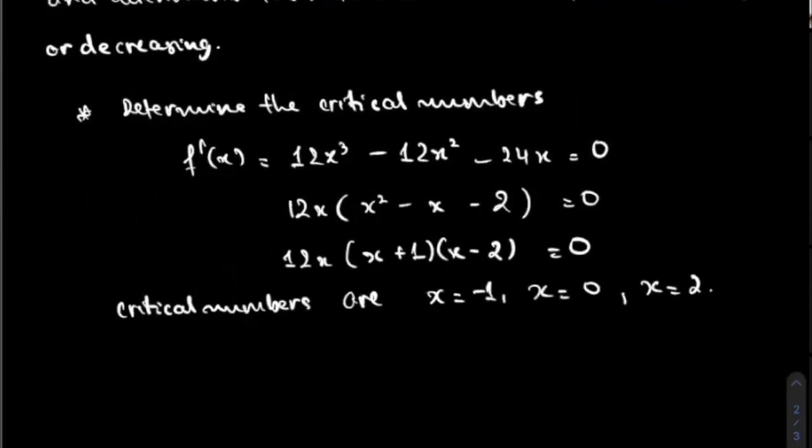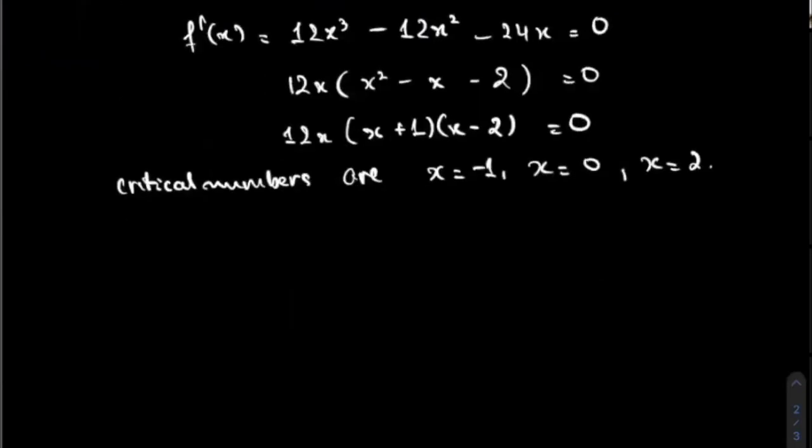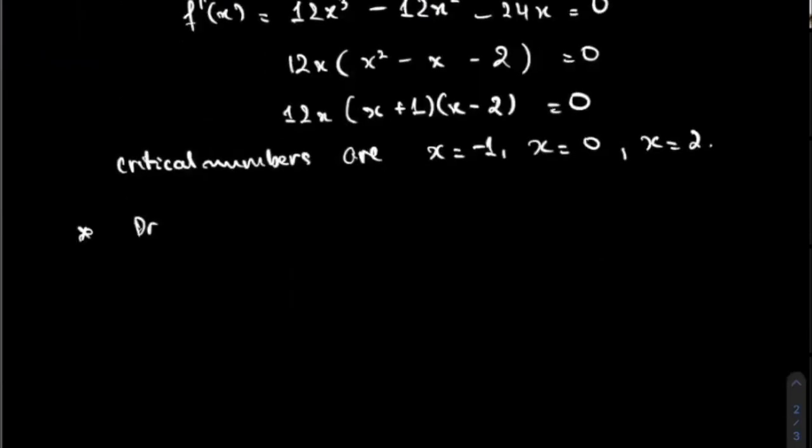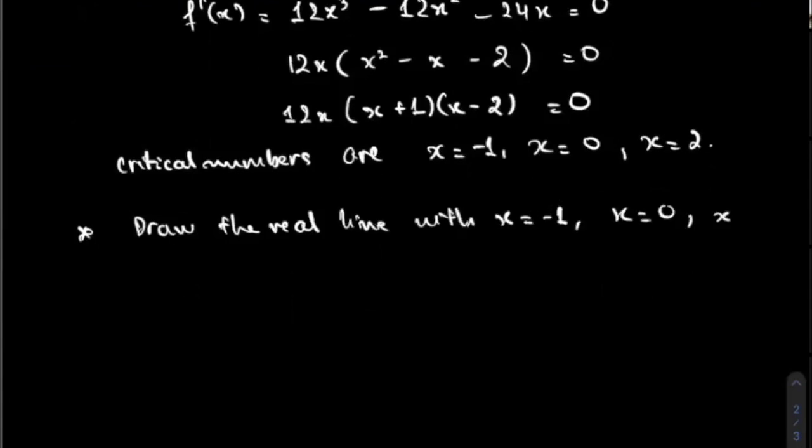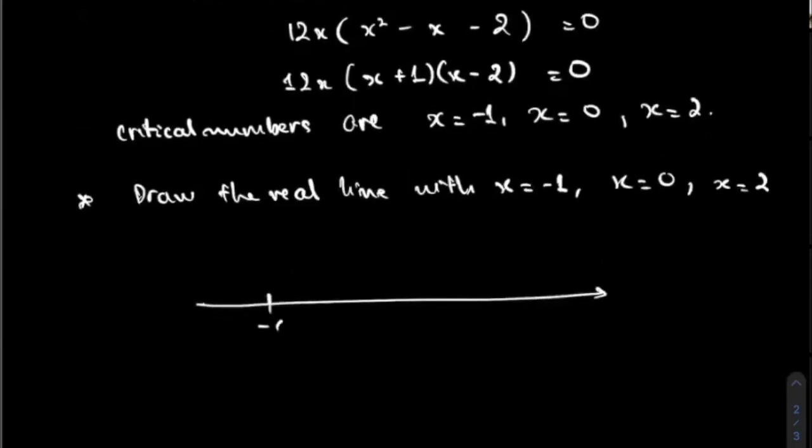In order to identify the intervals on which f is increasing or decreasing algebraically, you can draw the real line with x equal to -1, x equal to 0, and x equal to 2. This is the real line: this is -1, this is 0, and this is 2. There are two parts to this real line. The first part is for x values, where we have -1, 0, and 2. Those are the critical numbers.